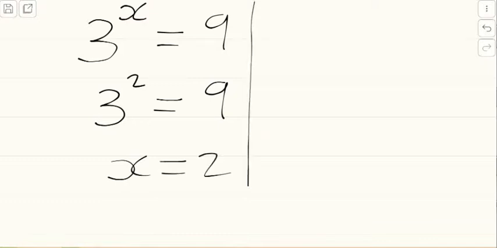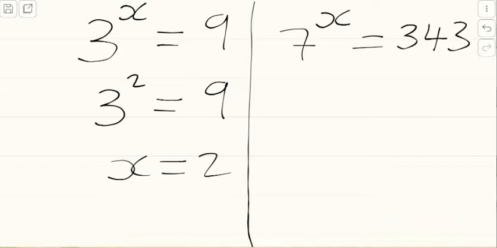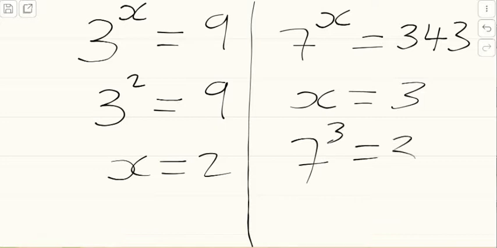Just to look at another example, let's look at 7 to the power of x, which equals 343. Again, if you know your cube numbers well, we know that x is going to be equal to 3. And what that's saying is that 7 to the power of 3 equals 343. So that's okay so far.